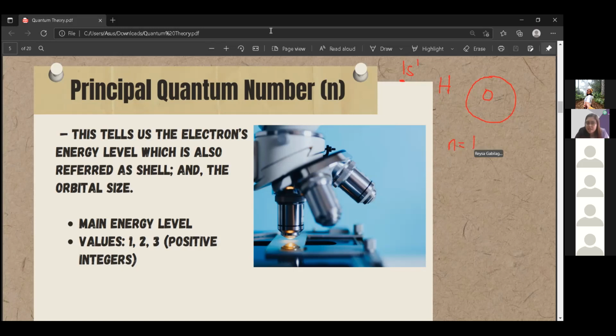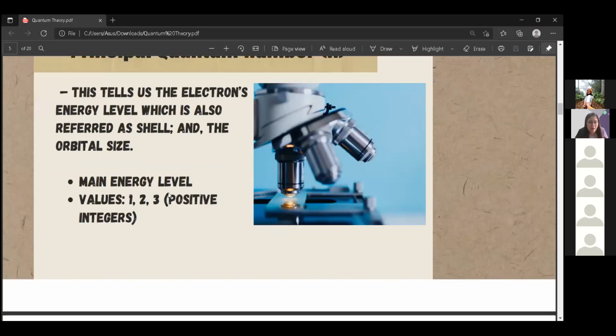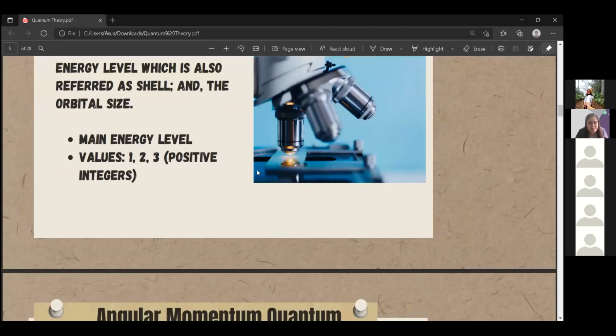So ang values nito, class, for principal quantum number are positive integers. Most of the time, it's between 1 to 7. Because remember, sa periodic table, meron tayong 7 na period. So again, nagre-represent yan ng energy level. So yun yung principal quantum number natin. That's the first one. Now, how about the second one?